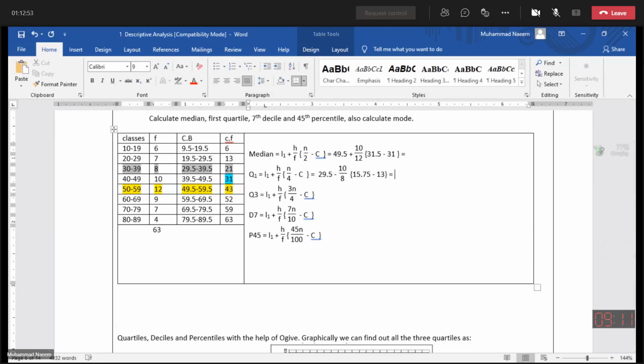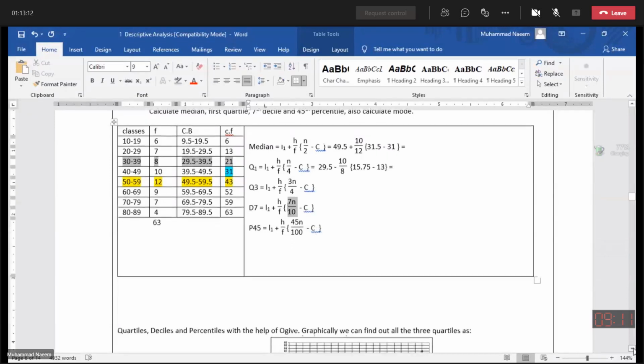Similarly, try all other measures. For all these measures, first of all, you have to calculate these ratios, then highlight the corresponding class interval and find the other values, L1 and the frequency, and also the value of C.